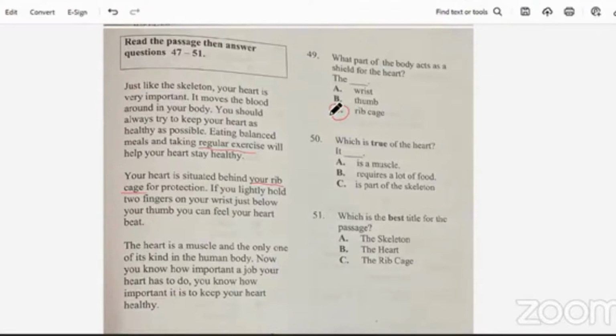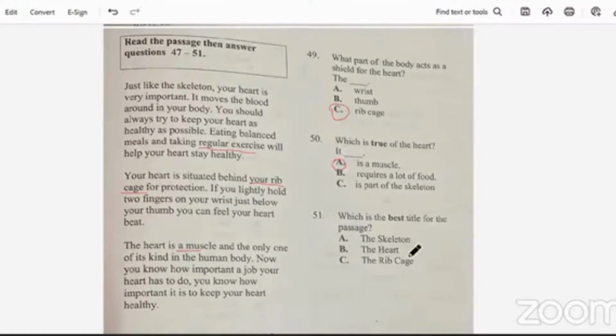All right, question 50. Which is true of the heart? It is a muscle. It requires a lot of food. It is part of the skeleton. All right, so in the first part, it says, just like the skeleton, your heart is important. It did say it's a part of it. It also says we should eat balanced meals. It didn't say eat a lot, but it does tell us that the heart is a muscle here. So the answer is A. The heart is a muscle.